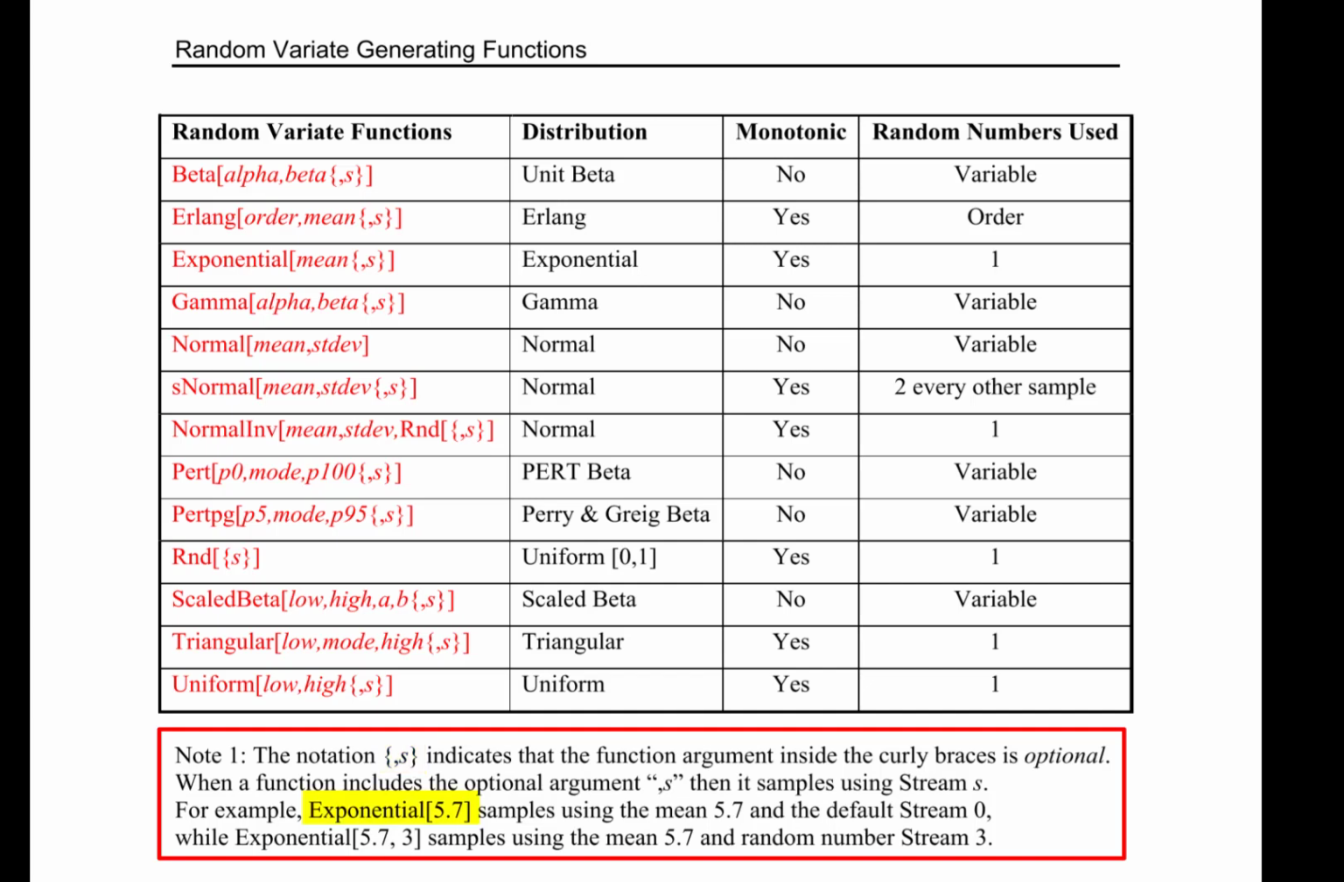For example, exponential 5.7 samples using the mean 5.7 and the default stream 0, while exponential 5.7, 3 samples using the mean 5.7 and the random number stream 3. The ability to sample variates using particular streams is very important in variance reduction. That subject will be described later.